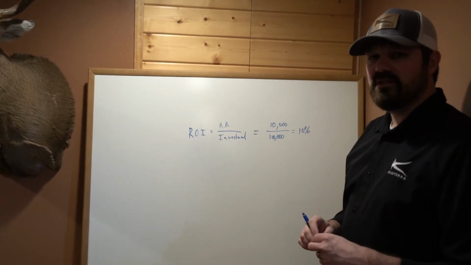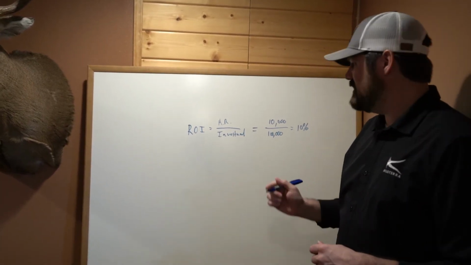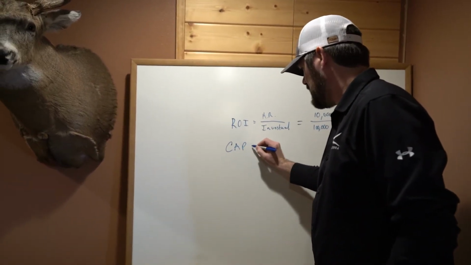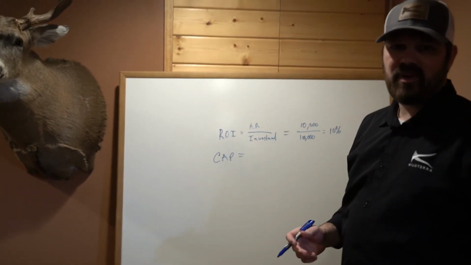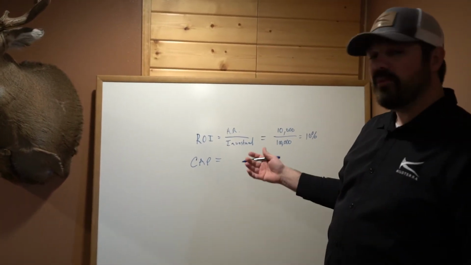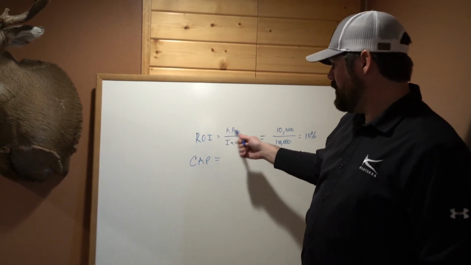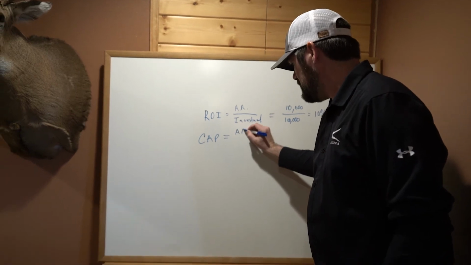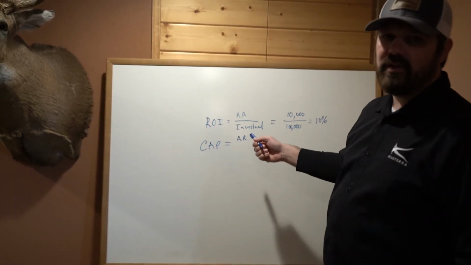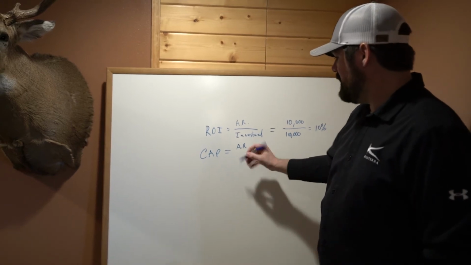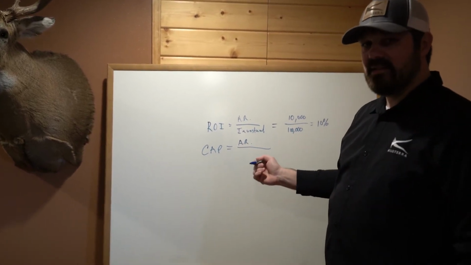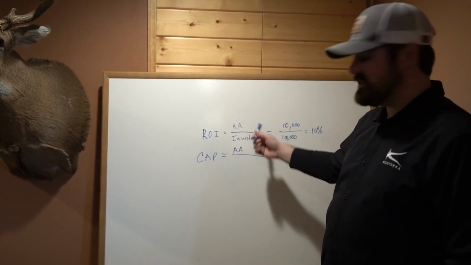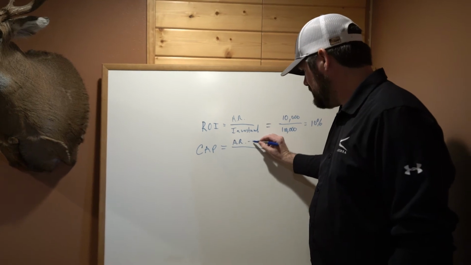The other calculation that's similar to this that we see more often is cap rate. Cap rate is short for capitalization rate. And that formula is very similar, as I said, with one minor change. You have your annual return. In the ROI calculation, it's gross return. In the cap rate, it's the net, and net being whatever the annual return would be minus the taxes. So you take your annual return minus taxes.